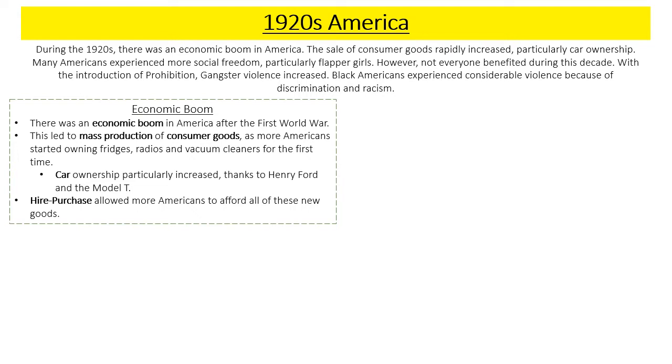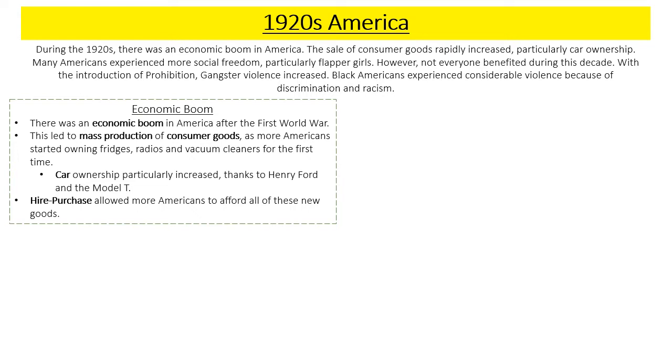But even after the First World War ended, these businesses wanted to keep on going. So we see the mass production of consumer goods. They start making things like fridges, radios, vacuum cleaners, washing machines. And as they're making more and more of those goods, the price comes down because there's more of them available. And this means that the average American is now able to buy these consumer goods for pretty much the first time. We also see car ownership increasing, particularly thanks to Henry Ford and the new Model T.